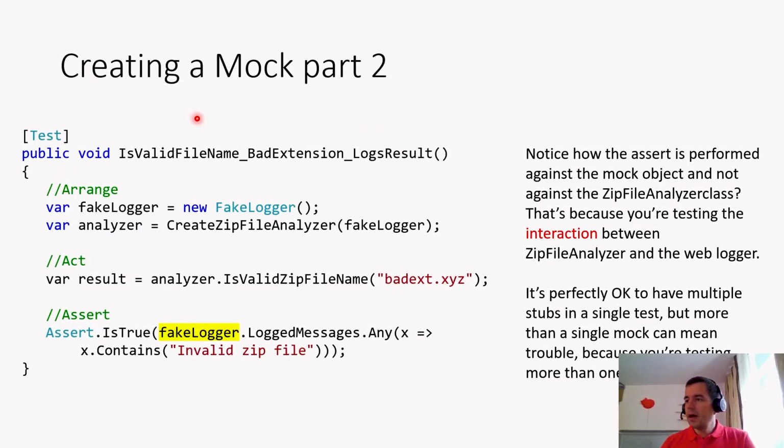Here we see how this fake logger is used in our test method. So the assert is performed now against the mock object and not against the analyzer and the result of this analyzer class method. That's because now we're testing the interaction between the zip file analyzer and the web logger. It's perfectly okay to have multiple stubs in a single test, but more than a single mock can mean trouble because you're testing more than one thing.